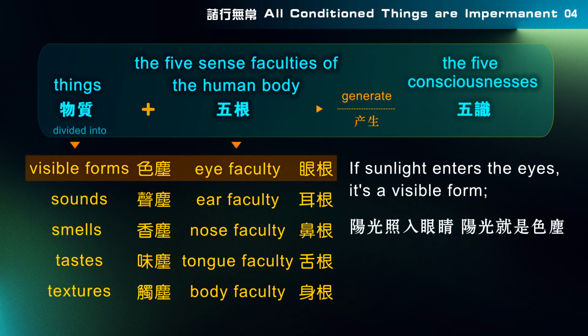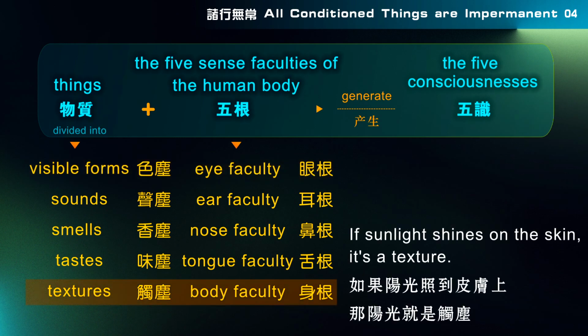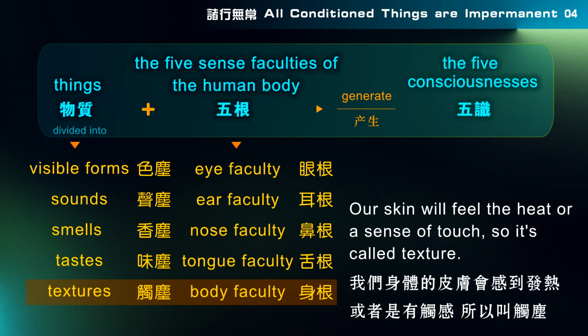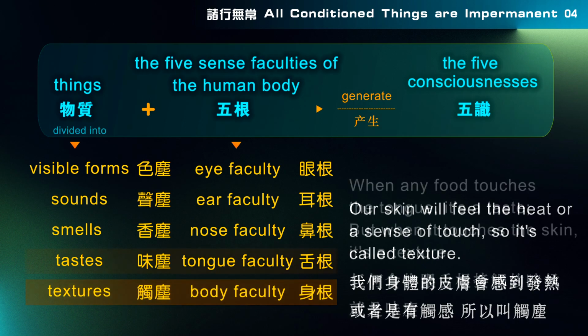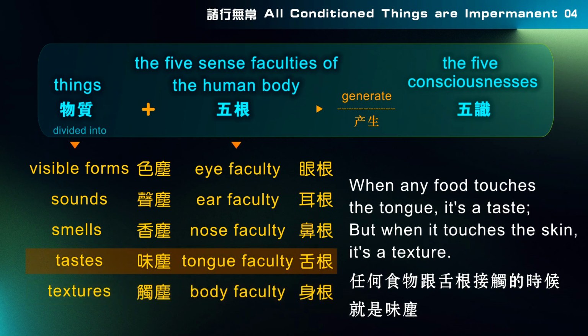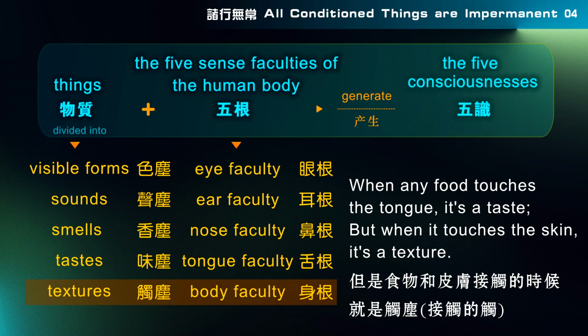If sunlight enters the eyes, it's a visible form. If sunlight shines on the skin, it's a texture. Our skin will feel the heat or a sense of touch, so it's called texture. When any food touches the tongue, it's a taste, but when it touches the skin, it's a texture.